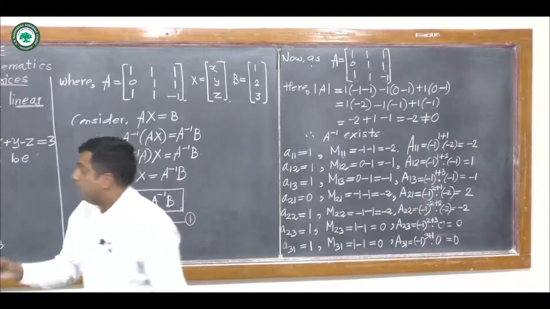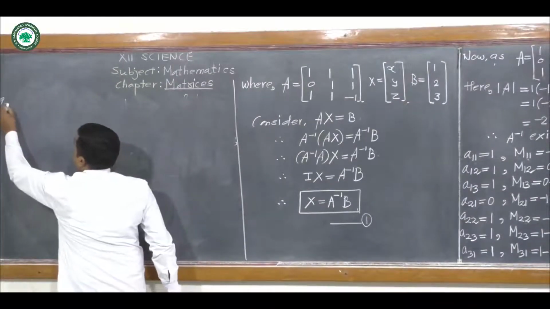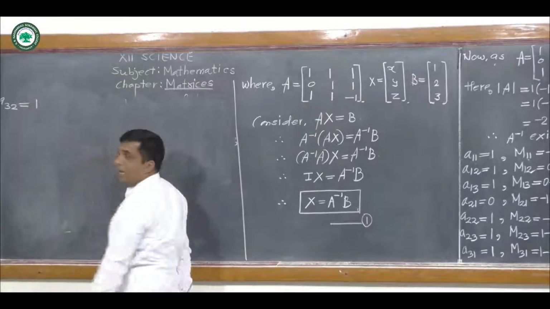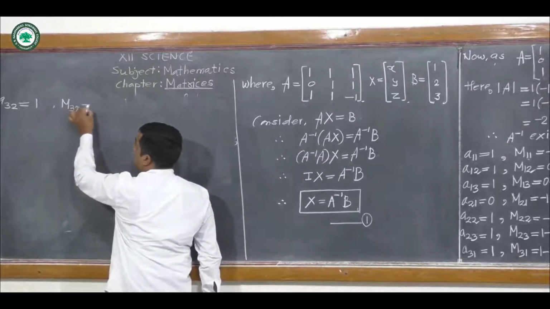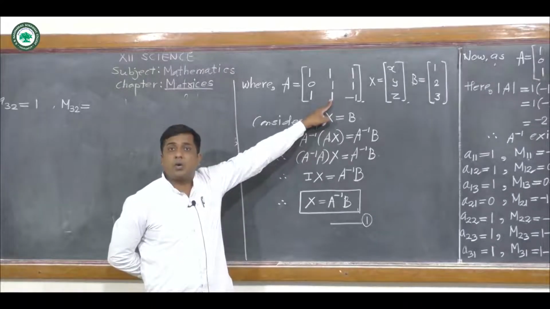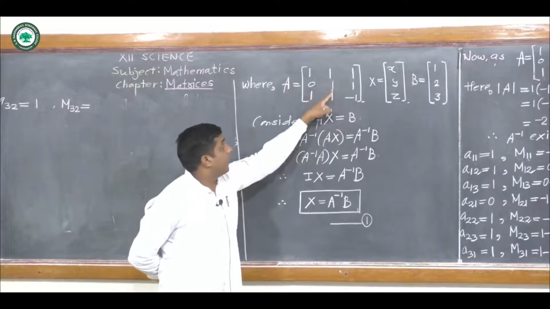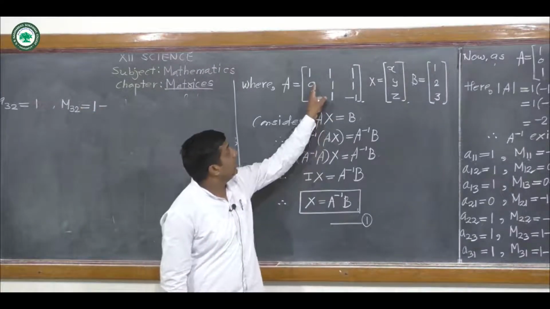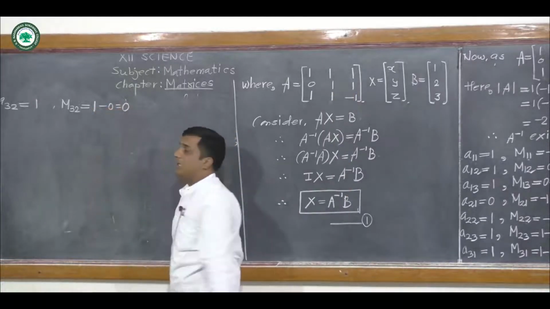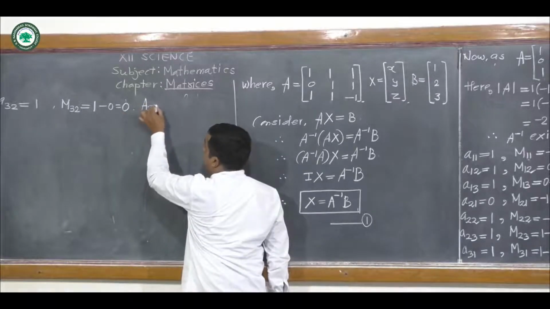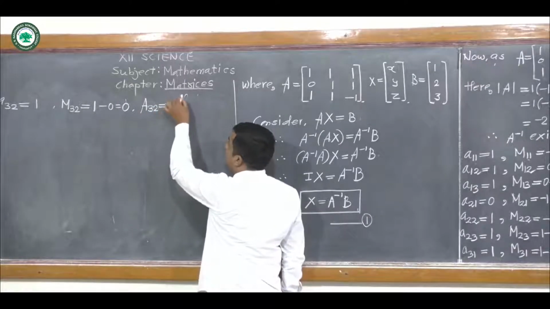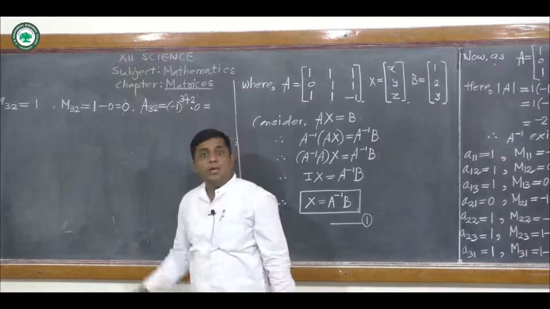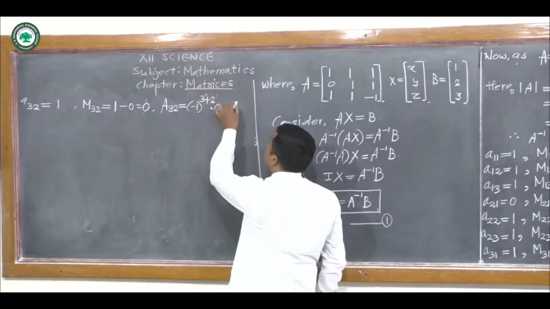Then for the next element, A32 is equal to 1. We know its minor M32. This A32 is in the third row and second column, so we delete the third row and second column, and we have only 1 into 1 is 1, with minus sign, 0 into 1 is 0, and this is equal to 0. Now its cofactor A32 is minus 1 raised to 3 plus 2 into the minor, which is 0. We know minus 1 raised to 5 is minus 1, and minus 1 into 0 is 0.